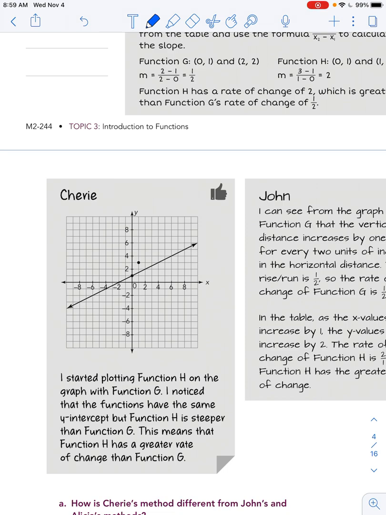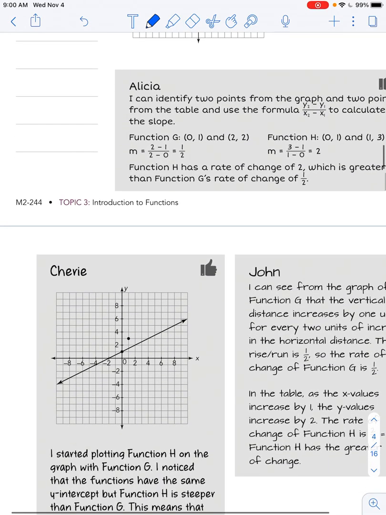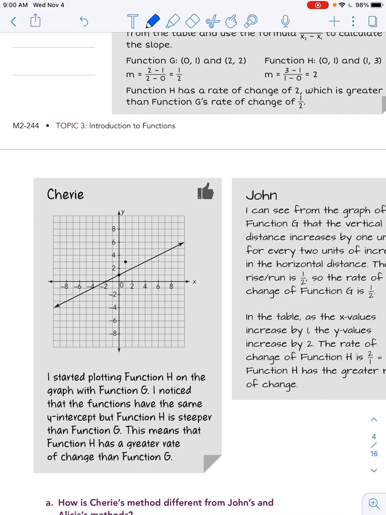She plotted function h on the graph with function g. Okay, so she plotted, it looks like she forgot to actually connect the dots. That's okay. I notice the functions have the same y-intercept, but function h is steeper. Okay, so that's what it would have looked like. So this was function G and this is function H, and H is the steeper one.